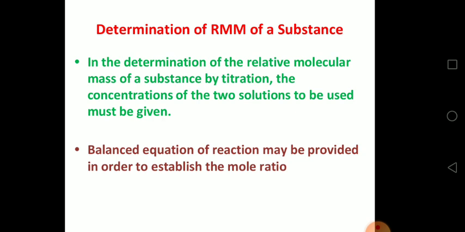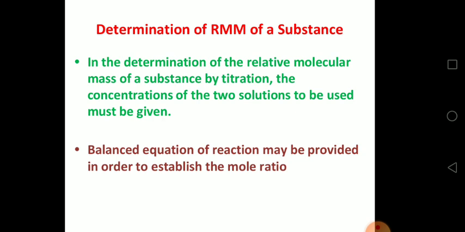So that is to say that in this experiment or in this calculation, the acid and the base that should be used must be standard solutions. So it implies that you'll be given the concentration of the acid and the concentration of the base. Another important thing we should consider is the provision of a balanced chemical equation of reaction in order to establish the mole ratio. So I'll repeat again.